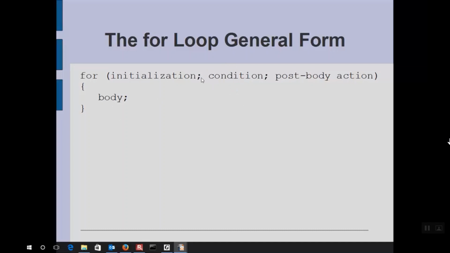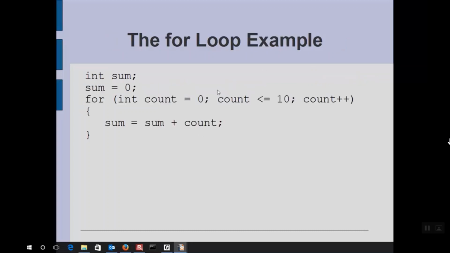So I'll start with initialization. I'm going to look at the condition. If it is true, execute the statements that are part of the body, go back up, update the counter, go look at the condition, and then execute. And if the condition is true, execute the statements which are part of the body, go back, increment or update your counter, and so on. Okay, so let's look at an example.